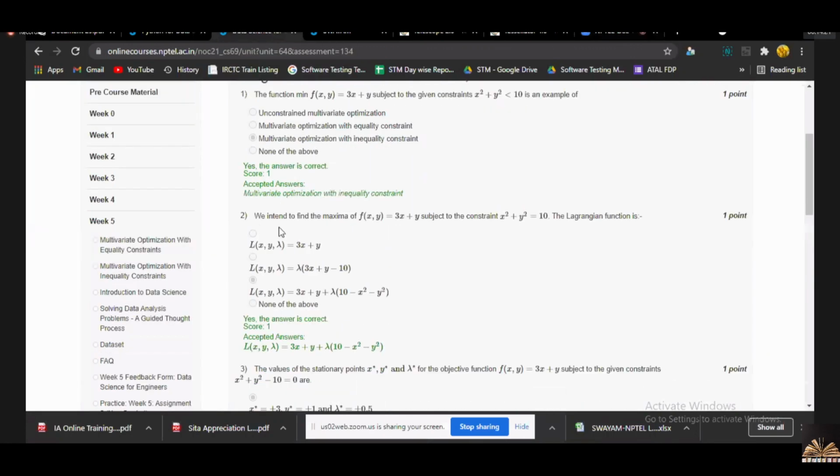Okay, next. Second question is what? We intend to find the maxima of f of x comma y equal to 3x plus y. This is the function given.